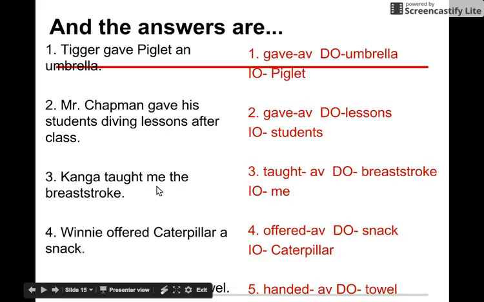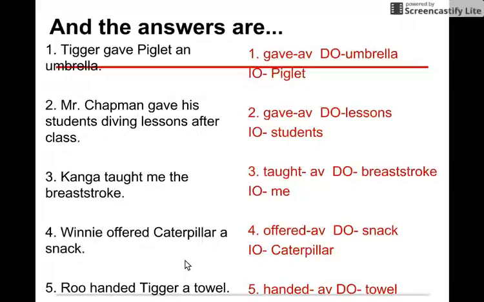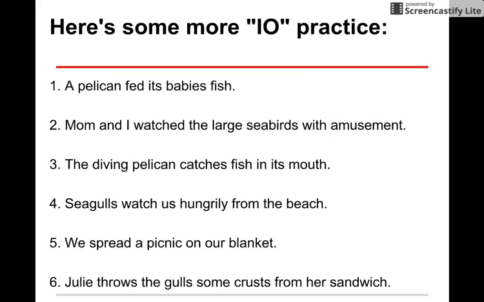To me. Offered is our verb in number 4. Winnie offered what? A snack. Winnie offered a snack to whom? To Caterpillar, which is your indirect object. And then finally, I can't even see it. Roo handed what? Roo handed towel. Roo handed a towel to whom? To Tigger. All right, here's some more.